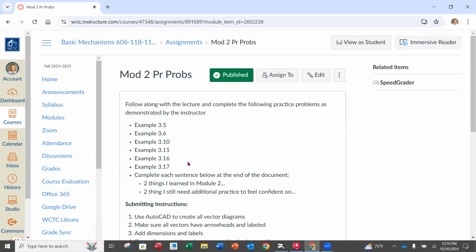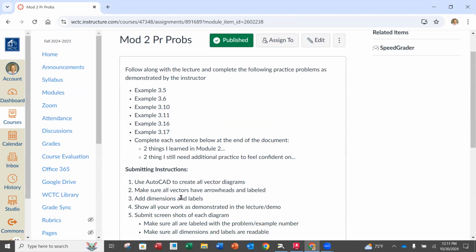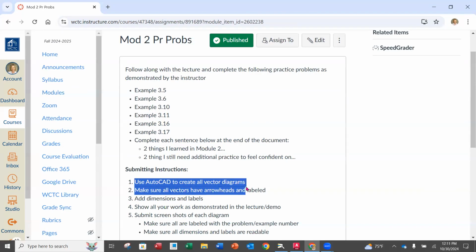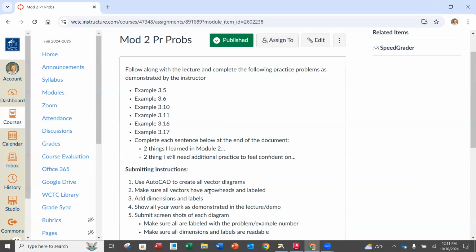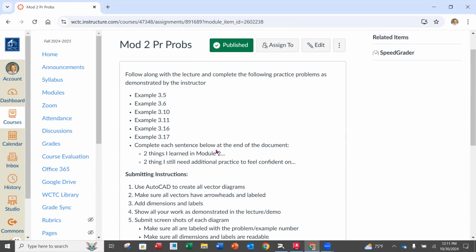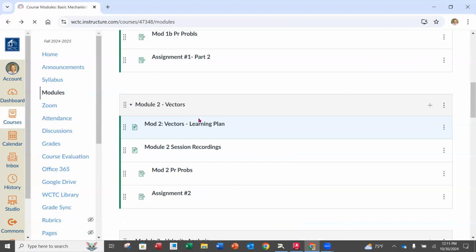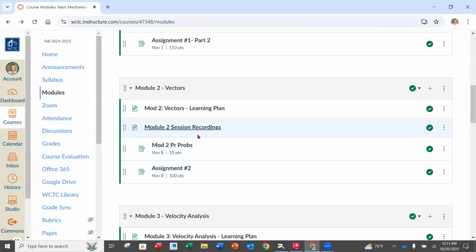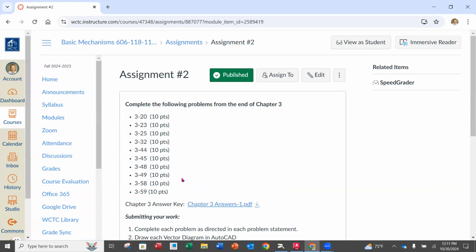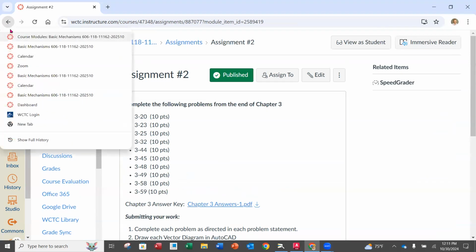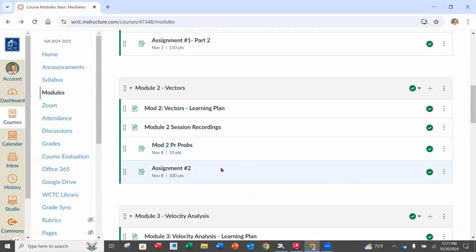Now, you'll notice that each one of these examples will be covered, and then you'll see that you always are going to be using AutoCAD for all of your vector diagrams, okay? So keep that in mind. That's why I'm asking you to have AutoCAD open, because we'll get some experience on how to do those types of problems, so you're prepared for your assignment number 2. So quite a few here to do, but like I said, we're going to be doing our practice problems. We'll get you all set for what's going to be required for that.